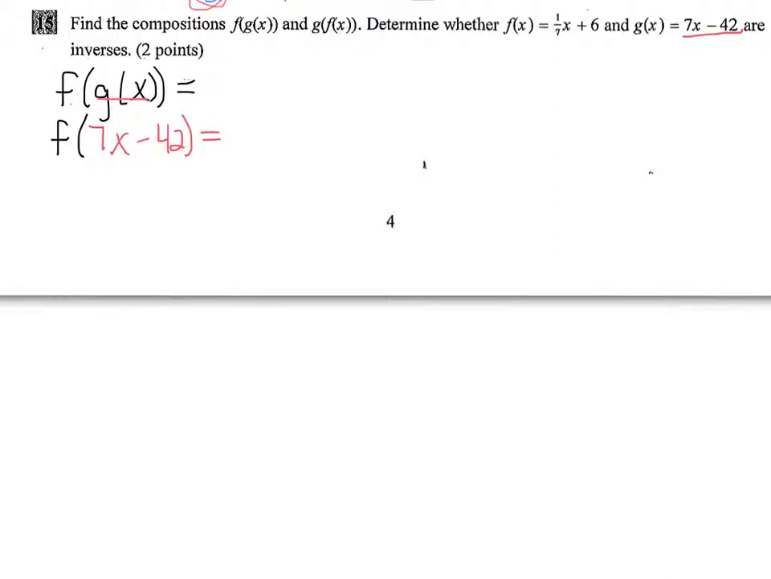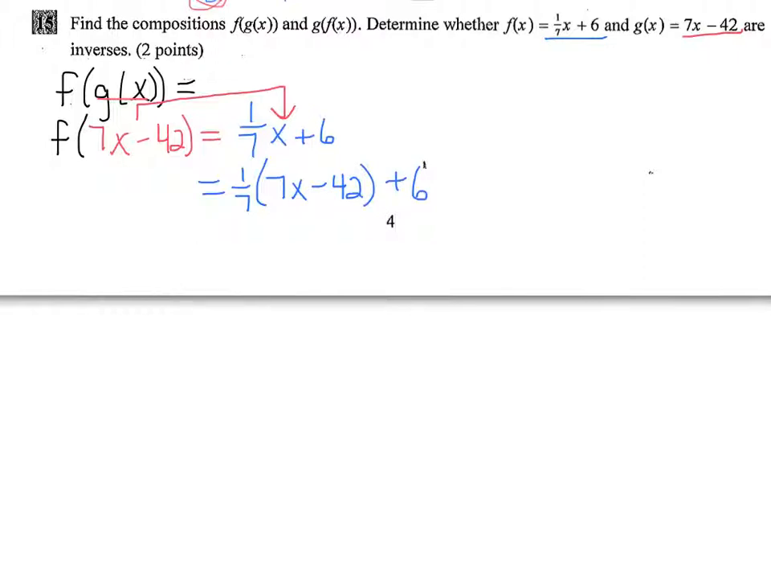So let's write down what the f function is. It's 1/7 x plus 6. So let's take that red part and plug it in for that x, which means we need to copy the 1/7 and then inside parentheses put the 7x minus 42 and then the plus 6.